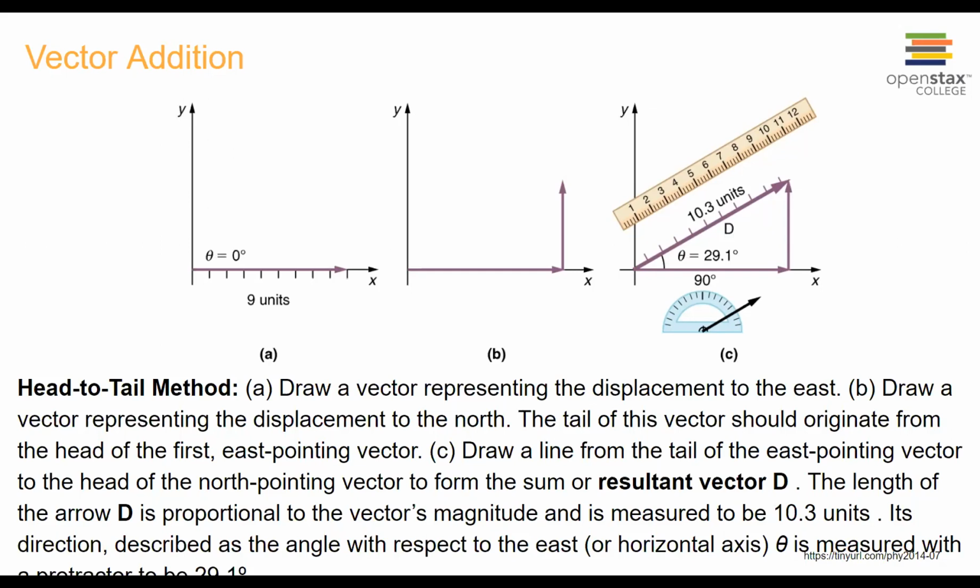Now, if you do this with proper scale, you can use a ruler and protractor to measure the magnitude of your resultant vector and then its directional angle, made with respect to the positive axis. So this is called the head-to-tail method.